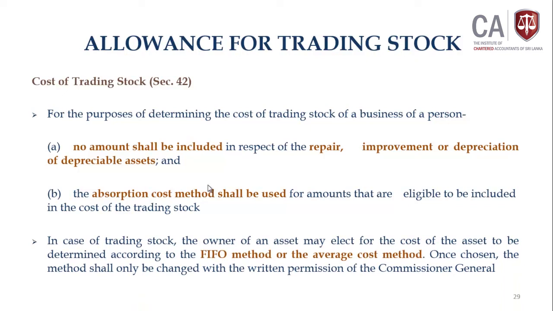How do you value? The owner should elect for the cost of asset to be determined according to the FIFO or weighted average method. The first in first out method or weighted average method. That is also recommended under the accounting standard. But whatever method you choose, you must apply it continuously. If you want to change, you must get a written permission from the Commissioner General.